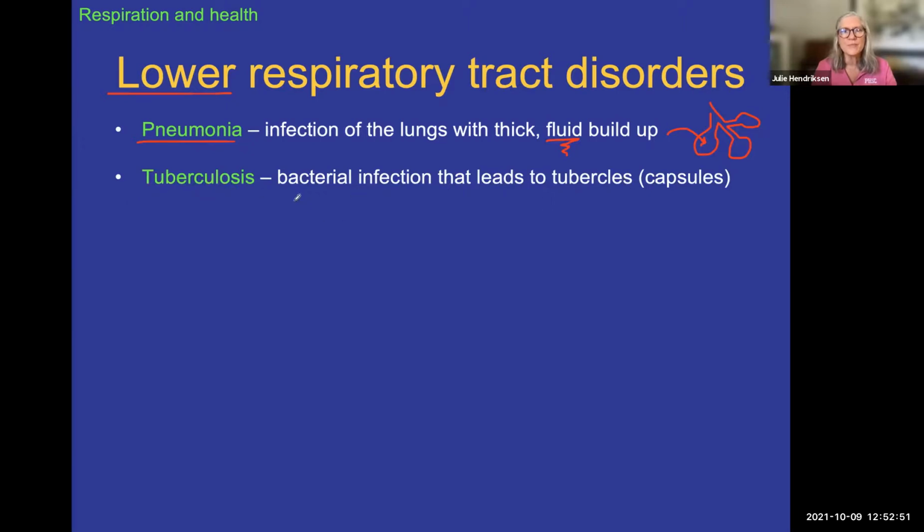Tuberculosis is specifically due to a bacterial infection that creates these structures known as tubercles. So that's why it's known as tuberculosis.